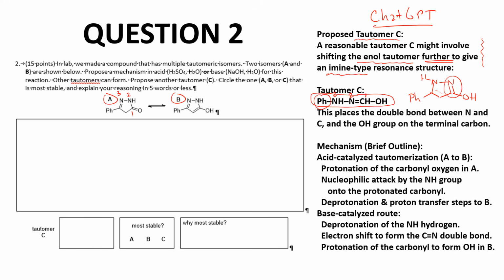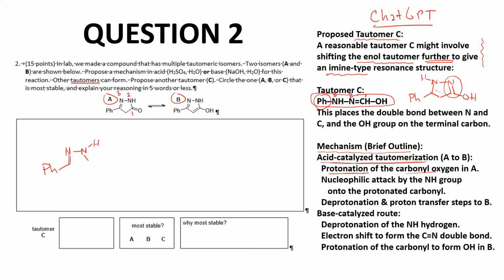We're going to work through this question, and as we pick apart the answer, I think we're going to find out whether that's correct or not. Okay, so the mechanism, brief outline. We talked about an acid catalyzed tautomerization. I'm not going to do too much with this, but it starts with a protonation to the carbonyl. So presumably we're starting with A.